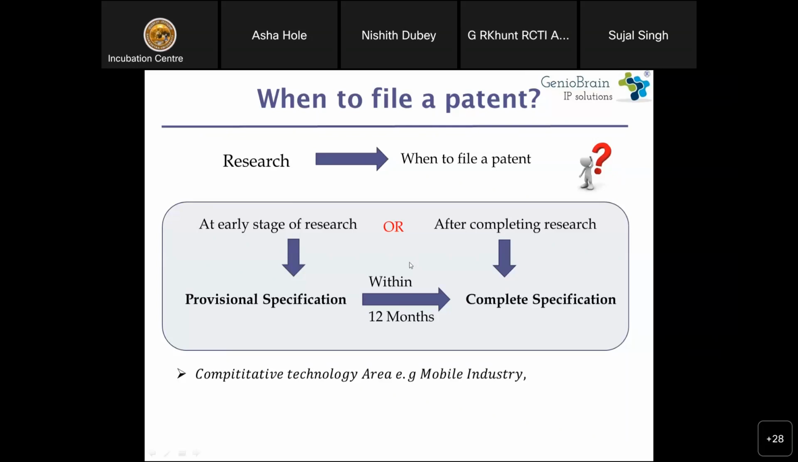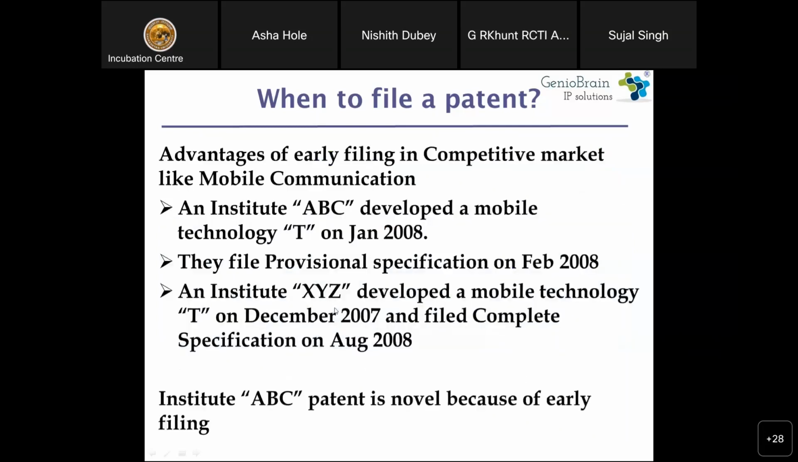So here I have given one hypothetical example. Can you see this slide, when to file a patent? Advantage of early filing in a competitive market. Yes, you can see. Let's say I have given the example of mobile communication, because you all know the maximum life cycle of any mobile is 1 to 2 years, if we are considering the technology. After 2-3 years, new technology comes and everything that was new in mobile communication changes.